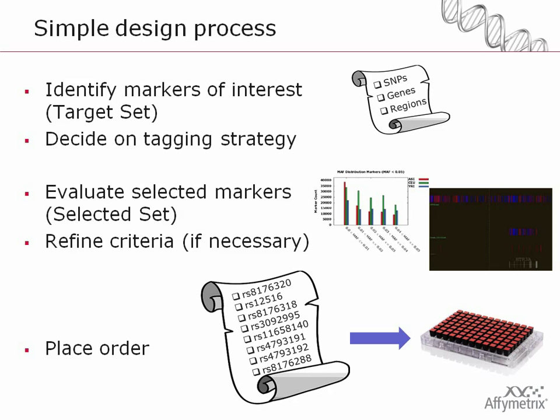So the design process for the Axiom Design Center is fairly straightforward. It consists of identifying a set of target markers, or markers of interest, which we refer to as the target set, and deciding on the tagging strategy for that target set. You can identify more than one set of markers that you're interested in, and you can use different tagging strategies for each of those. After you've defined your sets of target markers, you submit the design attempt to Affymetrix. There's some processing that happens, and it returns selected markers. You evaluate the set of selected markers. You can refine the criteria if you like, or if not, you can place the order and create the myDesign array.